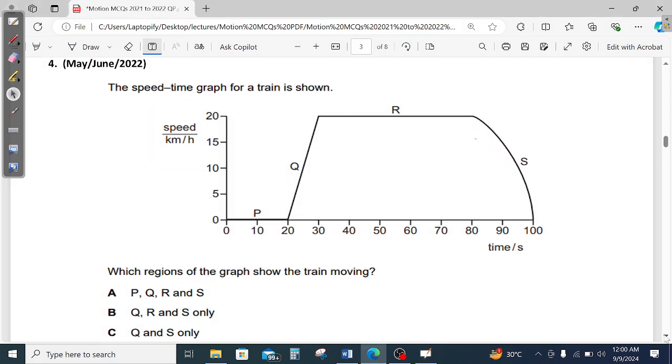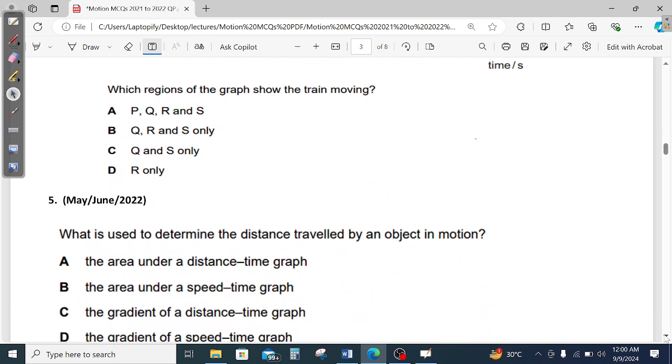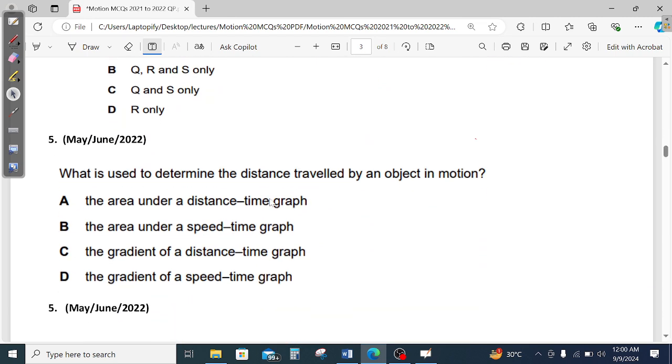Okay, next is question number 5. What is used to determine the distance traveled by an object in motion? Again, I am repeating that if you have not understood lecture 1 and lecture 2 of motion, where I explained all the categories of graphs, from which graph what you can find and which quantity you can find, understand those, then you can easily understand these MCQs.